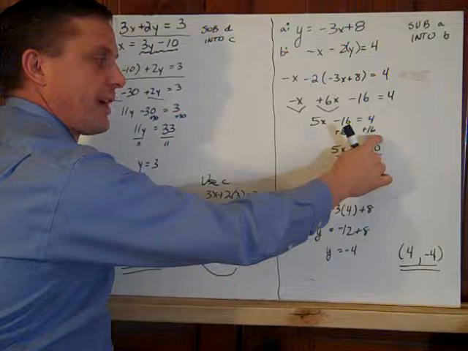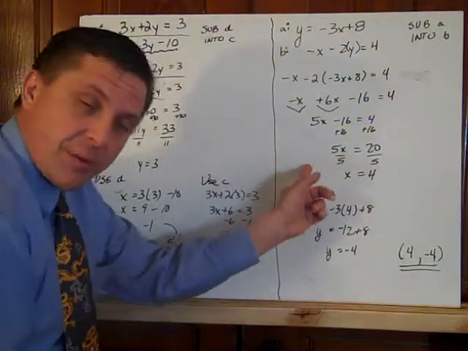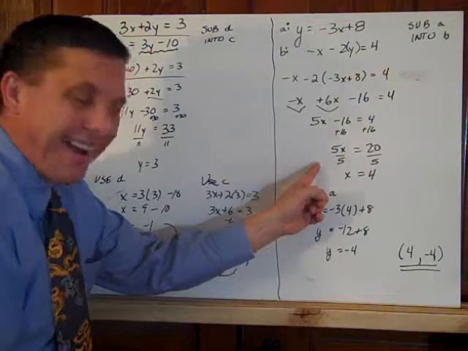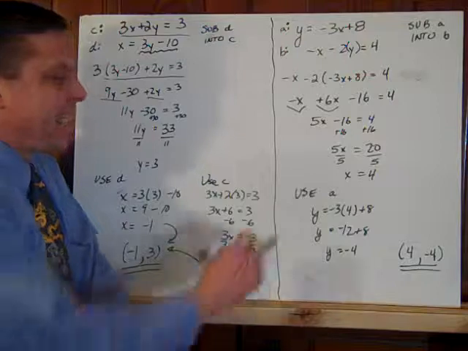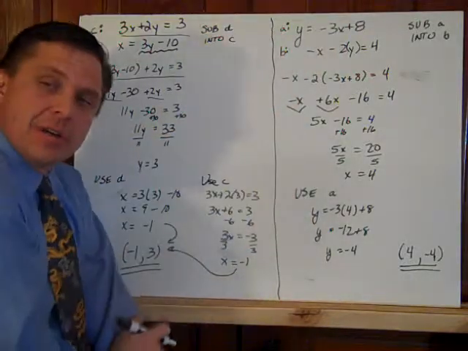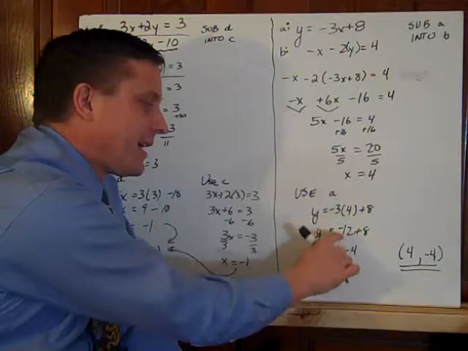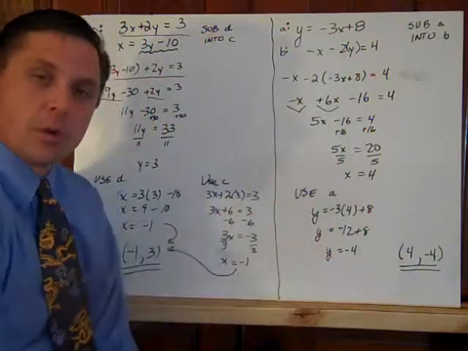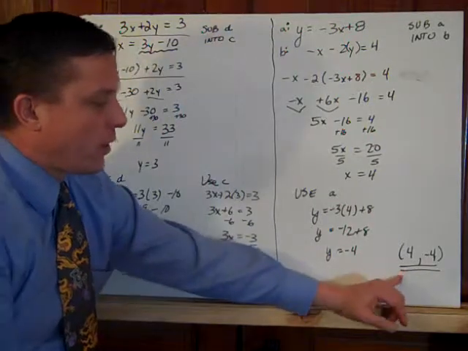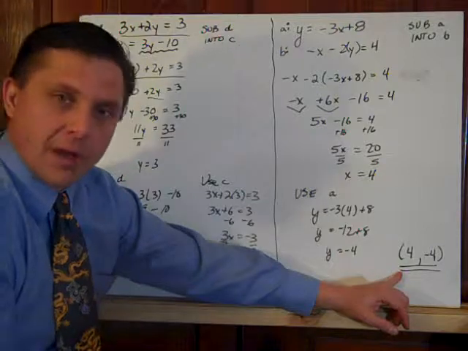Add 16 to both sides. 5x is equivalent to 20. Divide both sides by 5. And x is 4. Again, I'll use A because A is easier. I could use B. It will give the same answer. I plug in 4. I get -12 plus 4. I get y equals -4. These lines cross at the point 4, -4. That's in the fourth quadrant.